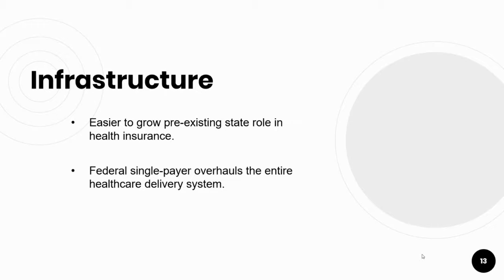Next, infrastructure. Like I mentioned before, people argue that it is easier and probably net better to grow the pre-existing role of the state in health insurance. So things like expanding Medicare and expanding states' role in the funding of Medicare, rather than it being more of a joint venture between the state and federal government, as well as the argument that single payer completely changes the healthcare delivery system. A key disadvantage, or I guess impact of that, is they argue that it could lead to contradictions between state regulations on healthcare and federal regulations on healthcare.